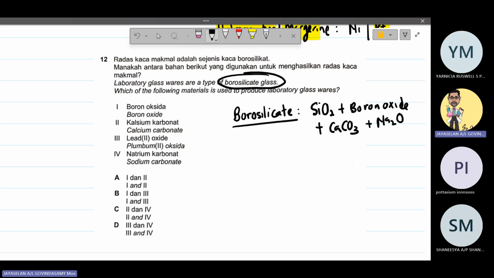If they ask in the exam, what are the properties? Just remember two properties, enough. Properties of borosilicate glass: it has a high melting point. So you put here high melting point, you already score 1 mark.